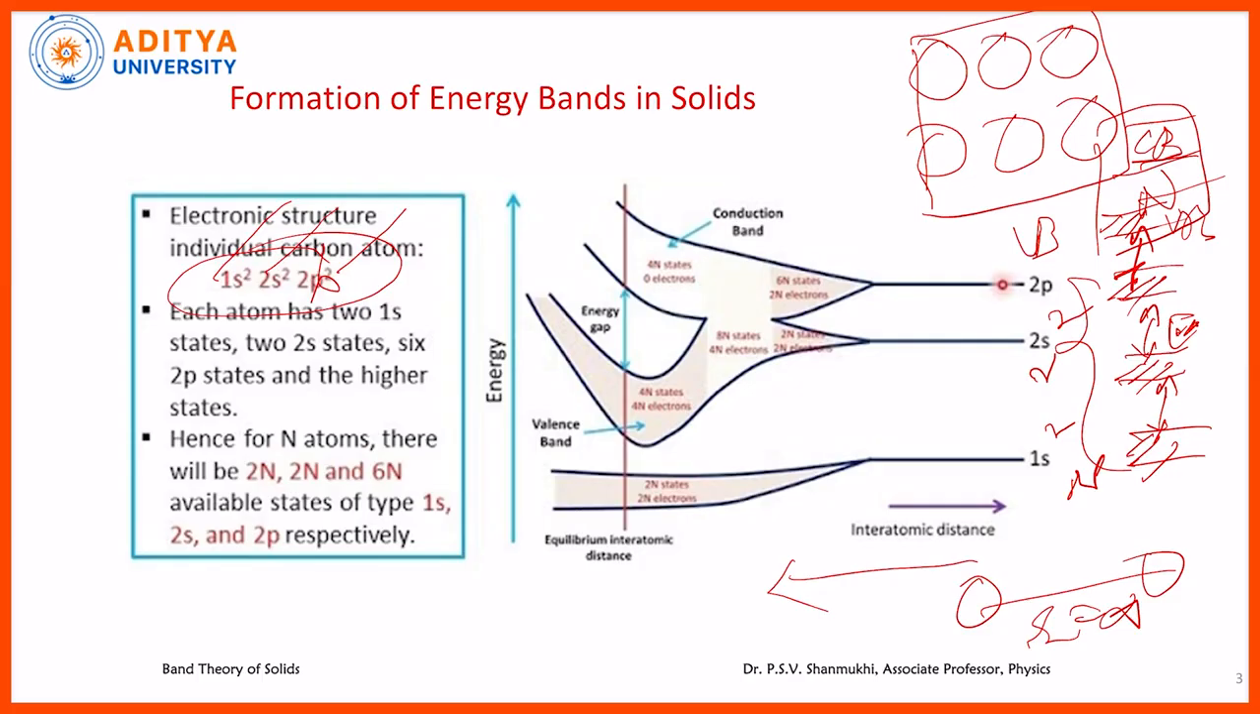The uppermost filled energy band, filled with valence electrons, is called the valence band. Above the valence band, there is an unfilled energy band called the conduction band. Why? Because if electrons are transferred to it, they will produce electrical conduction. Between the conduction band and the valence band, there is a forbidden band, called the energy gap. In this way, energy bands are formed in the solid.